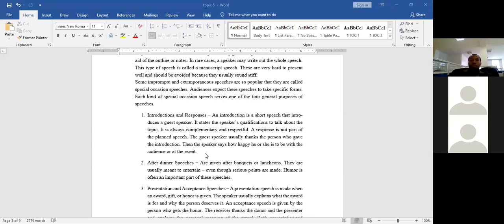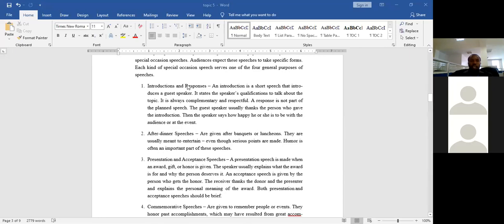So the guest speaker usually thanks the person who gave the introduction. So there is that person who can give the introduction, or the speaker himself can do the introduction. So after that, we have after dinner speeches. So this is introduction and responses. When you're talking about introduction and responses, let's say, for example, you have attended a meeting and everybody is given a chance sometimes to introduce themselves. Or maybe the host is the one that is introducing all of you.